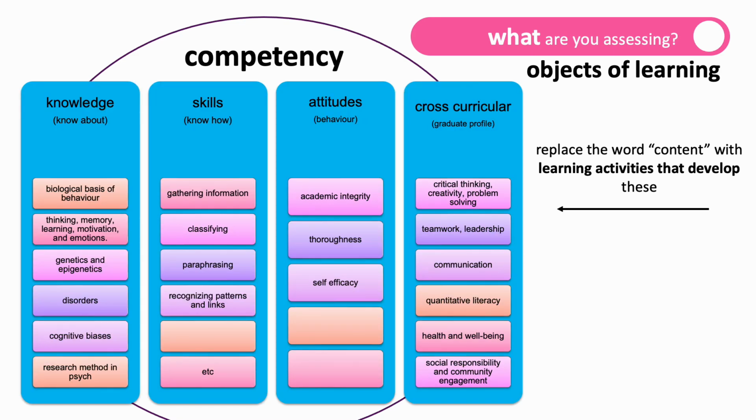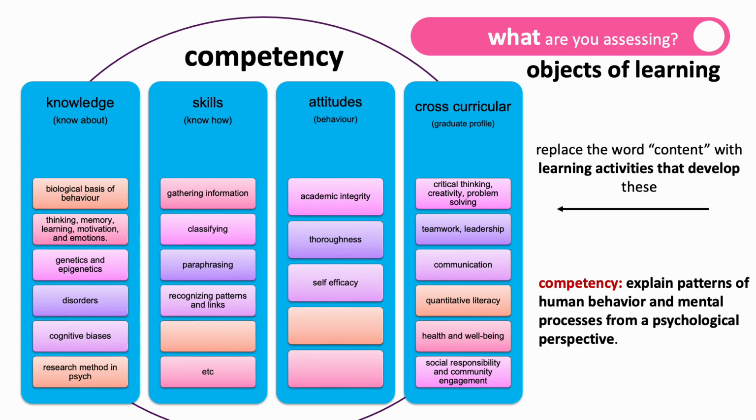Here's another example from a pre-university program. In this example, we have a course that will develop the student's ability to explain patterns of human behavior and mental processes from a psychological perspective. This competency is either at the understanding or analysis level of Bloom's taxonomy, depending on the objectives and standards. Let's assume it's at the analysis level.